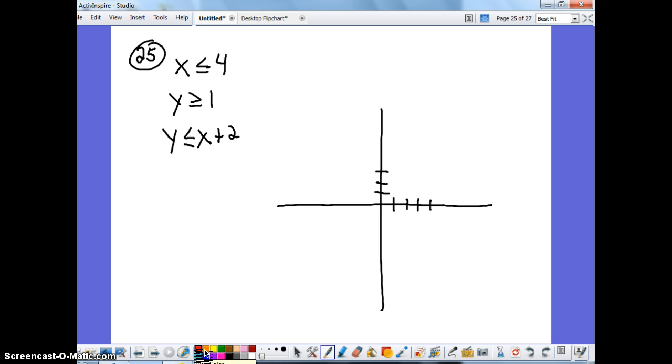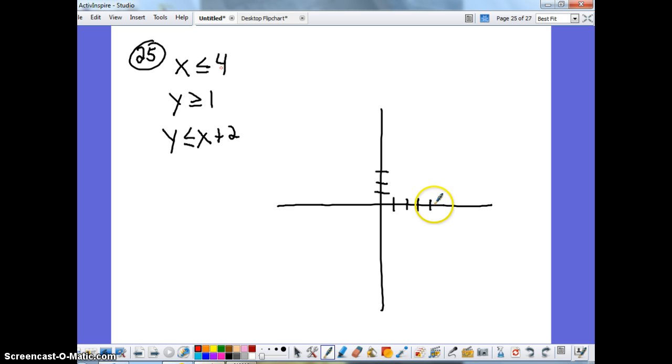One thing I noticed about all those is they all have the equal to, so they're all going to be solid lines. So x is less than or equal to 4. That's kind of odd. Most problems we have are going to be like this last one where it's the y by itself. So x equals is weird. You should notice that.